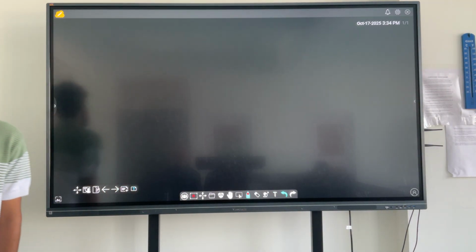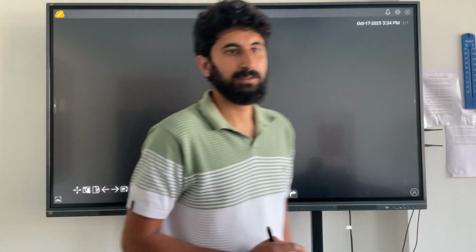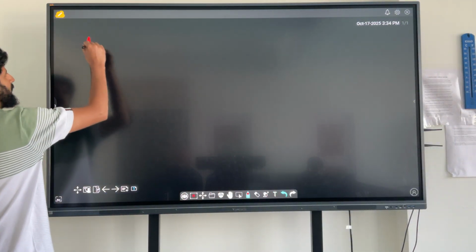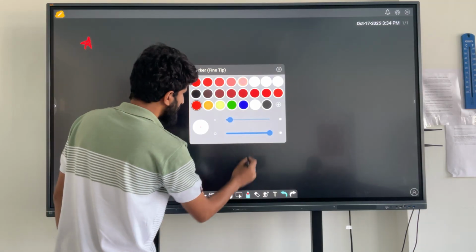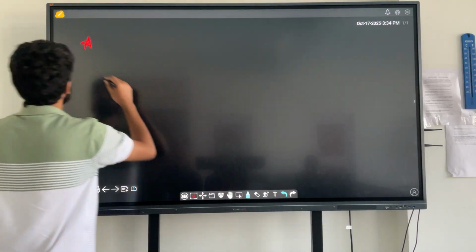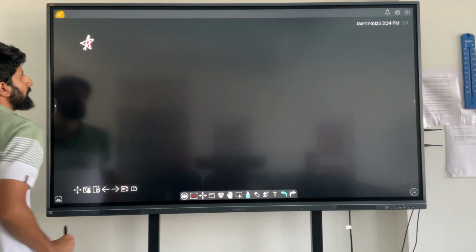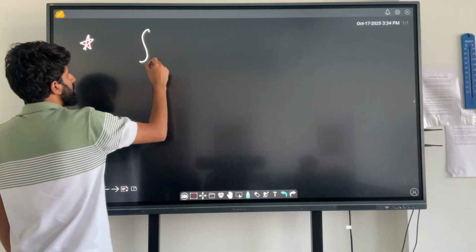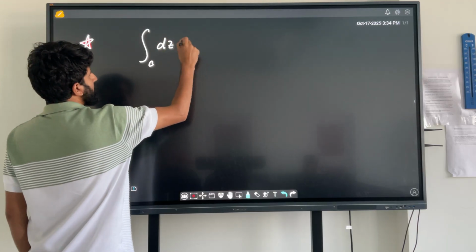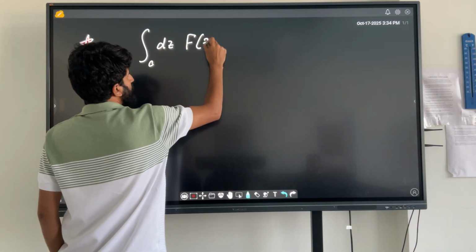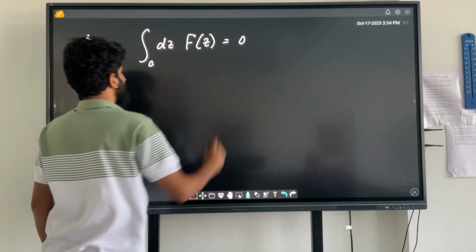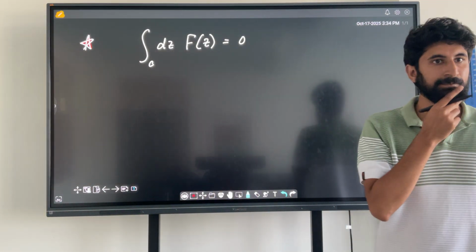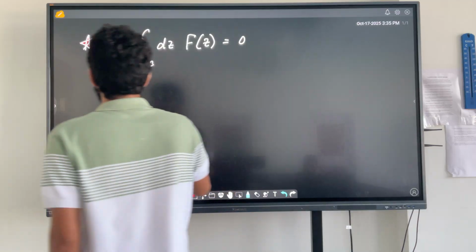So what did we learn in the last class? Okay, so we learned a few important things about integrating analytic functions. First, we learned that if f of z is analytic, then the integral of f of z is 0 for any simple closed curve. Okay? So that was the first thing.